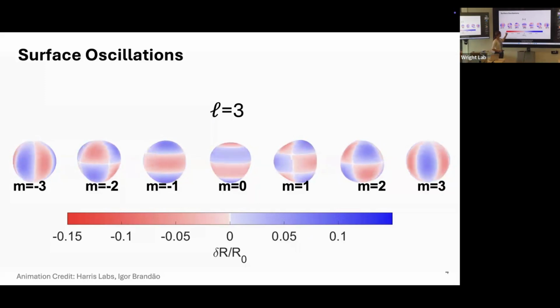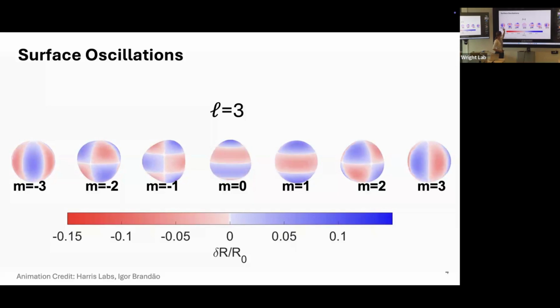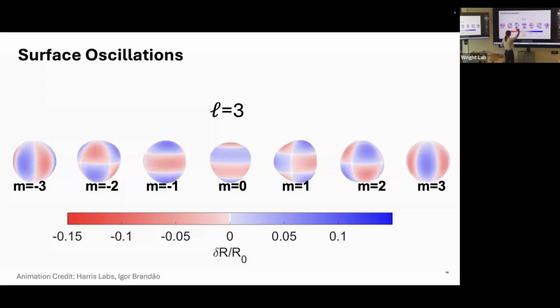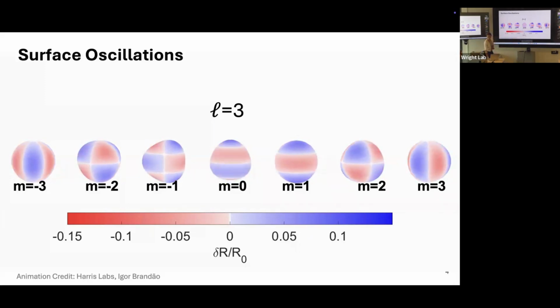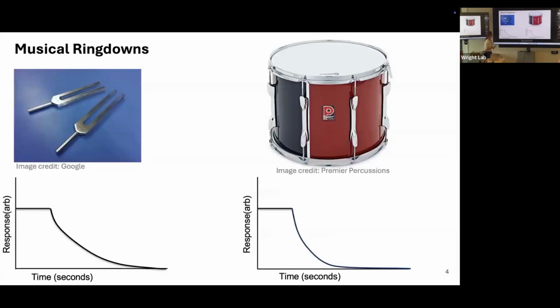Here in our diagram, the red parts of these drops are where the drop is curved inwards, and this is where the drop protrudes, forming outwards. I want you to picture the sound of a tuning fork, the high pure ringing. This is an example of a high quality factor object, where when it's hit at its resonant frequency, it'll ring and it takes a while for the sound to stop. But a drum, when you hit it, reverberates and damps out very, very quickly.